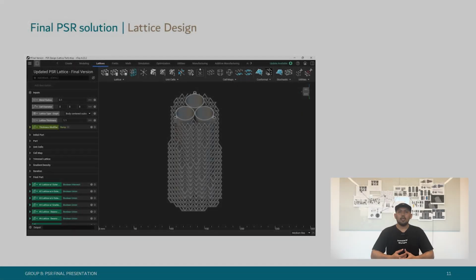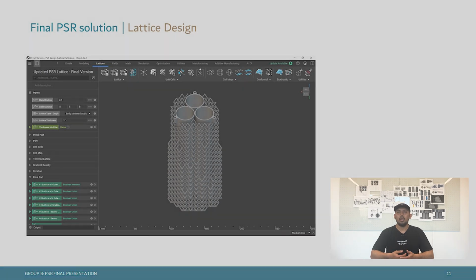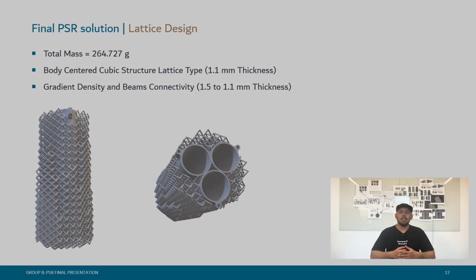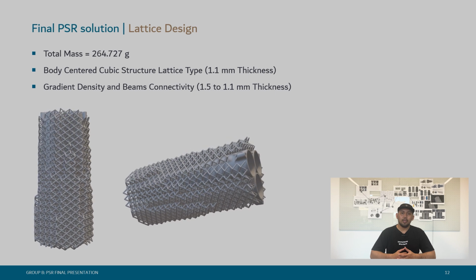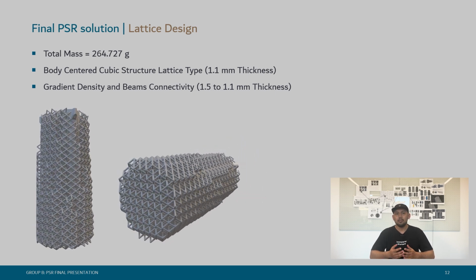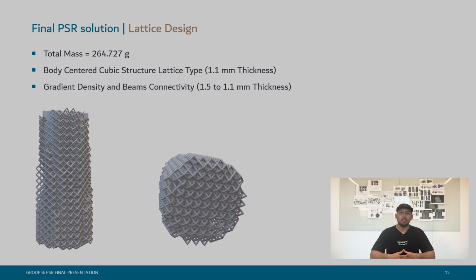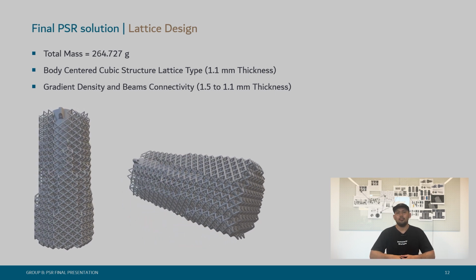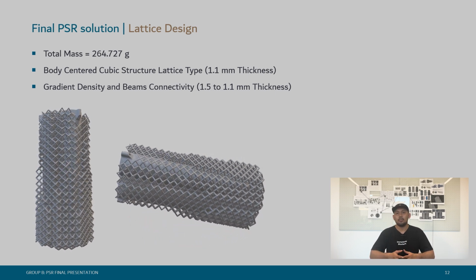Our final PSR solution incorporates a cutting-edge lattice design. By implementing a body-centered cubic lattice structure with a uniform cell diameter of 8 by 8 by 8 mm, we achieved a balance between lightweight properties and mechanical strength. Throughout the design process, we used nTop software to engineer and iterate on the lattice design configuration. We experimented with different lattice types to tailor the structure precisely to the requirements, eventually selecting a gradient density approach.